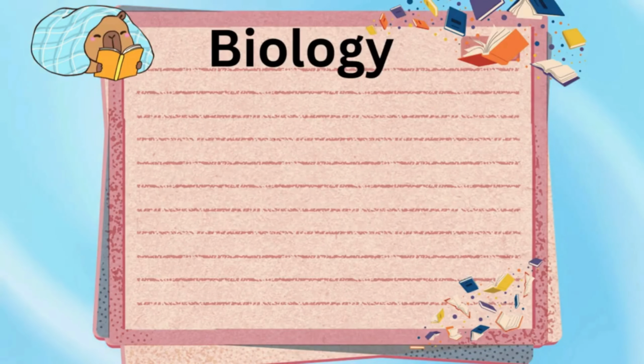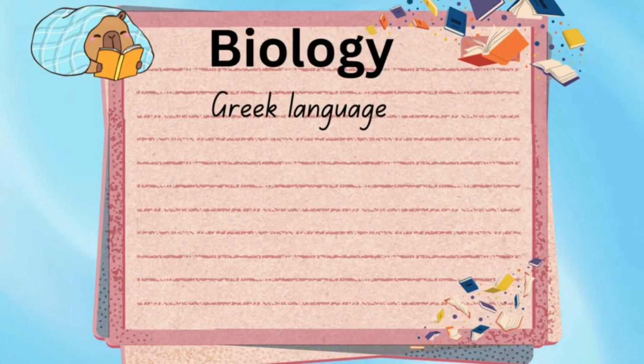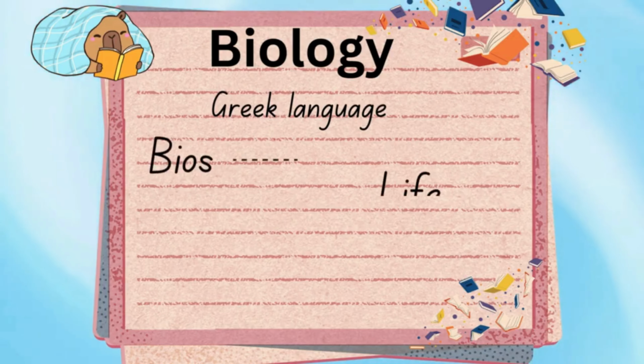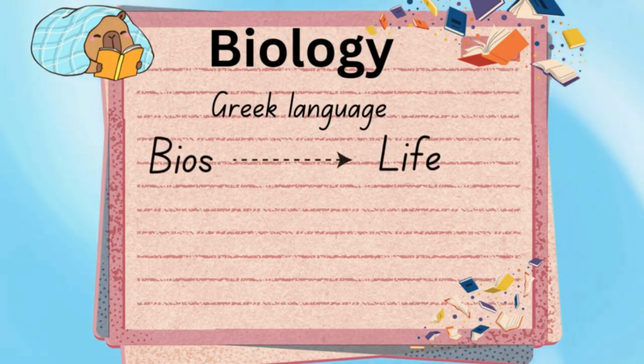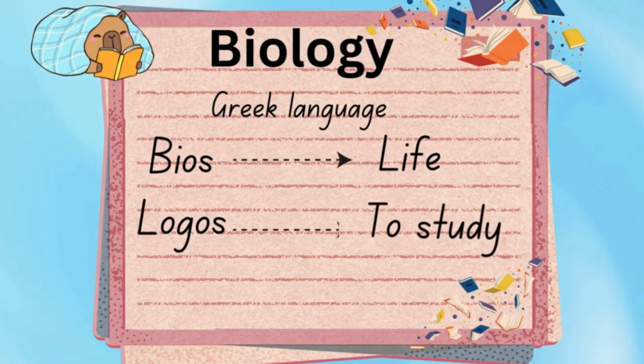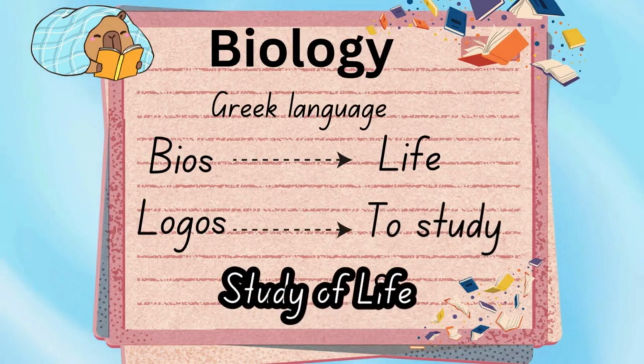Let's understand the word biology. The word biology comes from the Greek language. It is made up of two words. The first word is bios, which means life. The second word is logos, which means to study. So, the literal meaning of biology is the study of life.